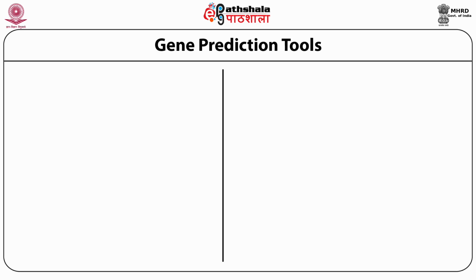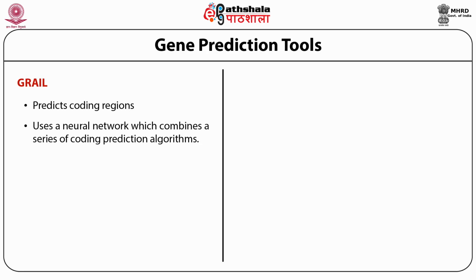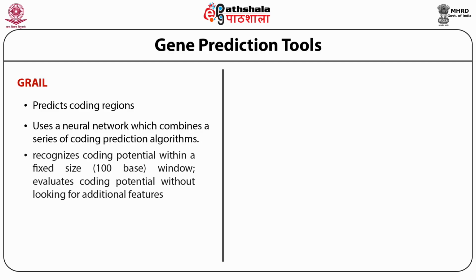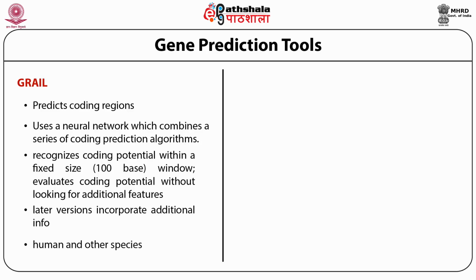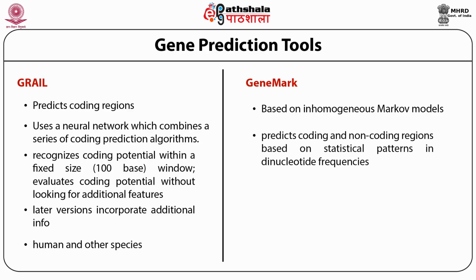We can discuss two major gene prediction tools. One is GRAIL, which predicts the coding region in a protein. It uses a neural network which combines a series of codon prediction algorithms. It recognizes coding potential within a fixed size window, especially around 100 bases, and evaluates coding potential without looking for additional features. Later versions incorporate additional information for human and other species. The other tool is GenMark, which is based on inhomogeneous Markov models and predicts coding and non-coding regions based on the statistical pattern in the dinucleotide frequencies.